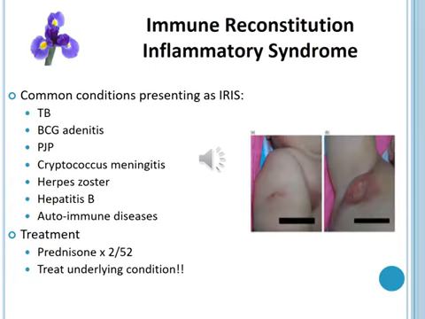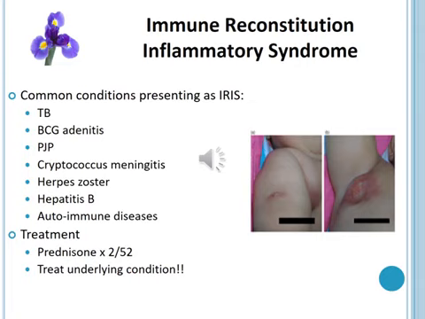A few of the other conditions that commonly present as IRIS would be BCG adenitis. You can have PJP, cryptococcal meningitis, even herpes zoster, because that is also reactivation, hepatitis B, and you could even have autoimmune diseases that previously could not manifest due to the severe immune suppression.